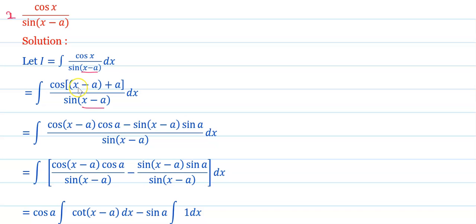Now the expansion of cos of (a plus b). What is cos of (a plus b)? Both are the two formulas: cos of (a plus or minus b) equals cos a into cos b minus and plus sin a into sin b. Similarly here, cos of (x minus a) into cos a minus sin of (x minus a) into sin a, upon sin of (x minus a).